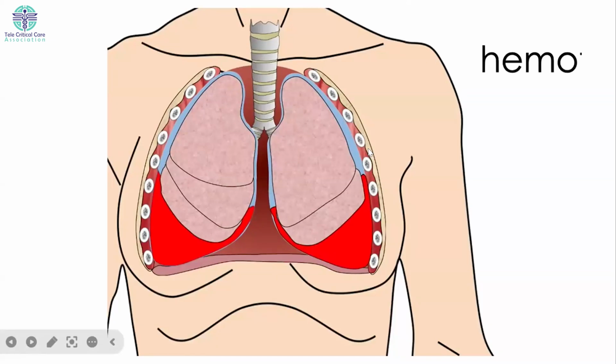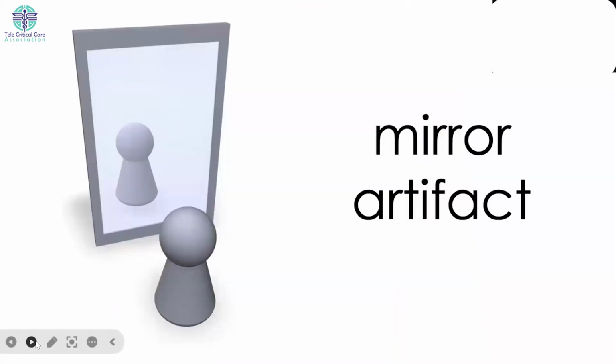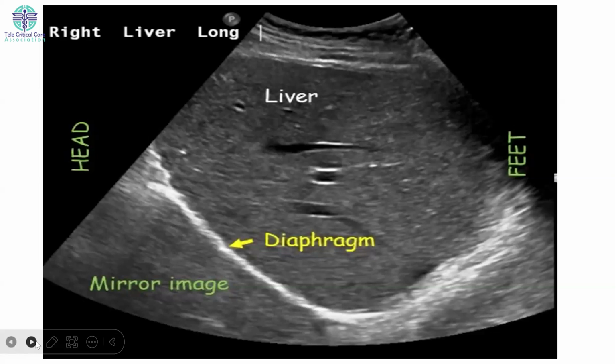Okay. The second thing we have to exclude in the lung ultrasound is a hemothorax. Before we go to visualizing a hemothorax, we should know what a mirror artifact is. Mirror artifact occurs when you keep a probe, and as we know the diaphragm is a very reflective surface and air is a poor conductor of sound waves. This is the liver, this is the diaphragm, and these are our lungs. So the entire liver gets a mirror image on the lung. You have to keep this artifact in mind when you visualize the lung for hemothorax.